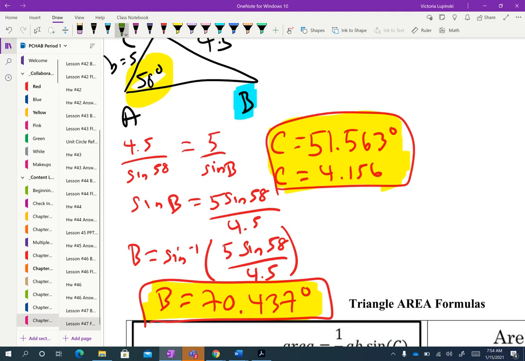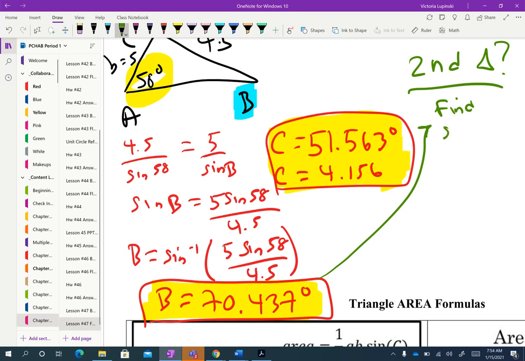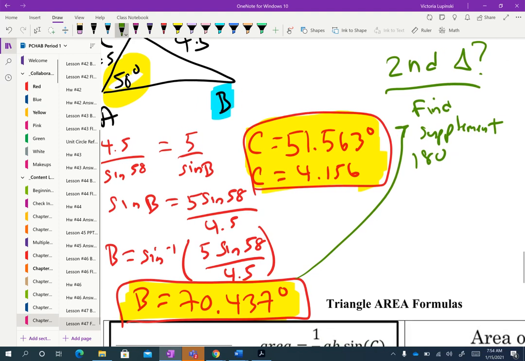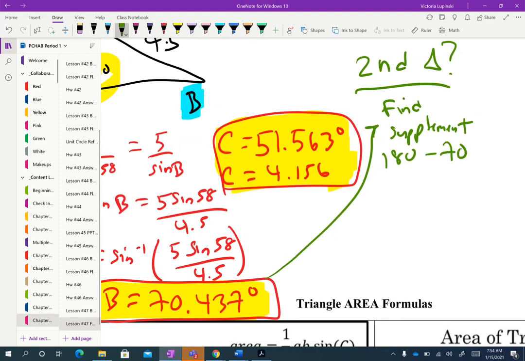What you need to do now is check, is there a second triangle? If there is a second triangle, you're going to find the supplement of the first angle that you found, which was B. So you're going to do 180 minus 70.437. If you do that, you're going to get 109.563 degrees.